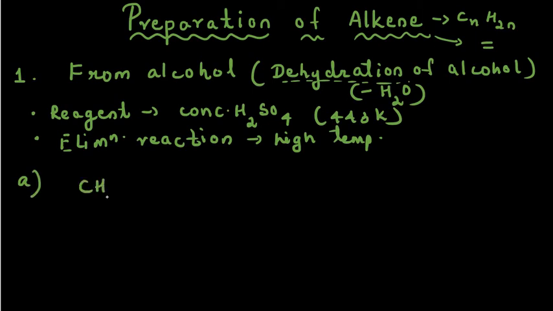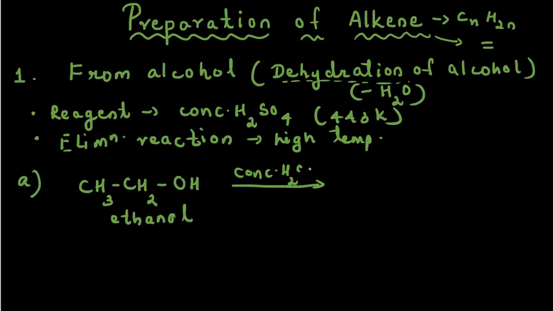For example, you are given ethanol. So there will be 2 carbon atoms, and since it is an alcohol, there will be the presence of an OH group. This one is our ethanol. Now when ethanol is treated with concentrated H2SO4 at a very high temperature, let us take the temperature as 443 Kelvin, what happens? We will be getting alkene. And since it is a dehydration of alcohol, there will be a removal of a molecule of water.